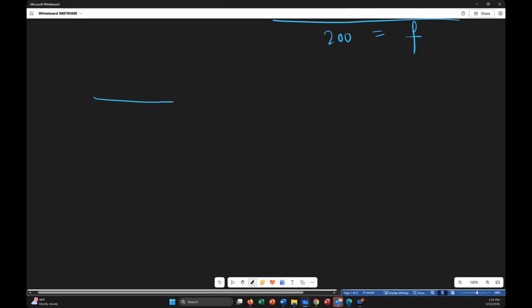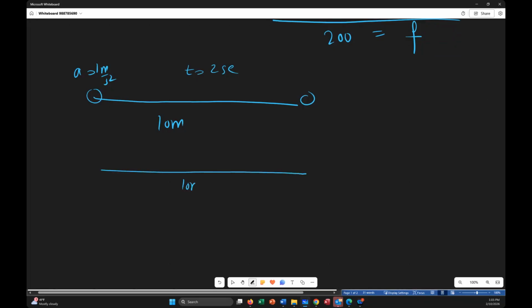Let's say you are moving 10 meters, and your acceleration is 1 meter per second squared. And it takes, let's say, 2 seconds to get there. And then it's the same 10 meters, but the acceleration is 2 meters per second squared. Do you think the time it takes is going to be bigger than 2 seconds or less than 2 seconds? Less than 2 seconds because acceleration is bigger. Good. Okay, now we are done.